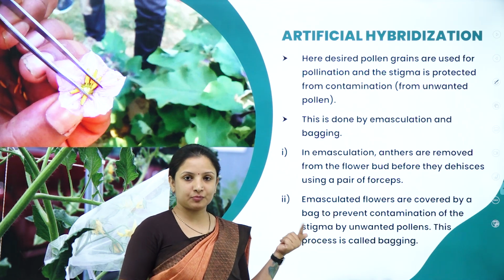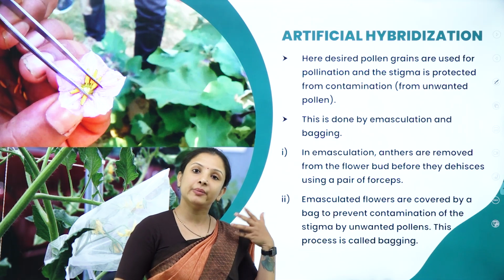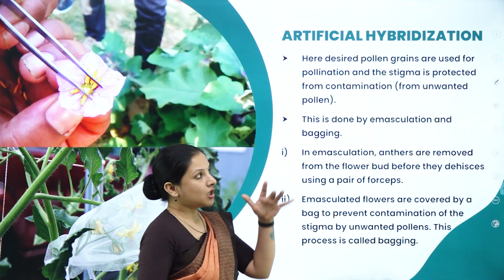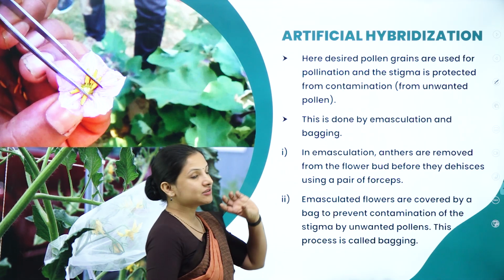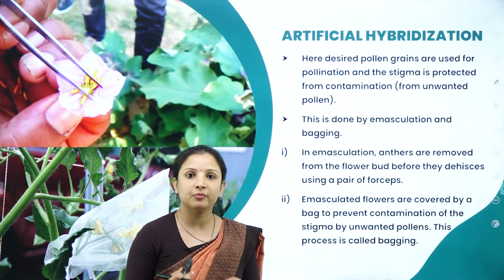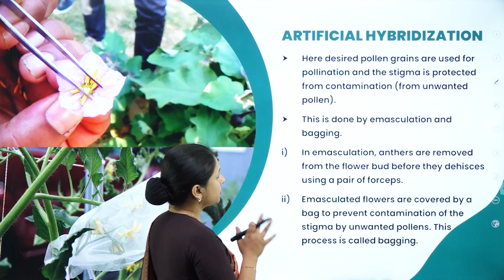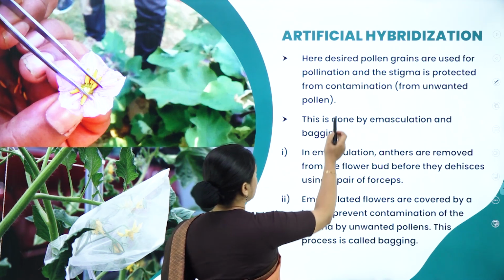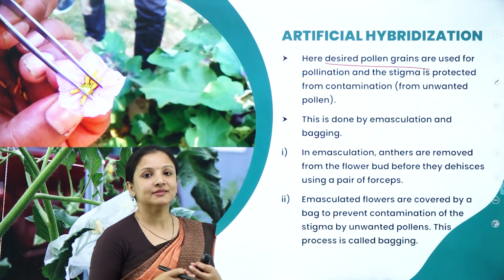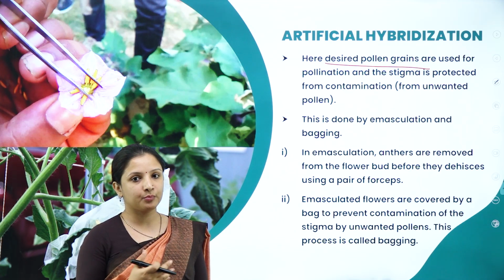What we talked about in the previous slides were the outbreeding devices that were developed by the plant itself to prevent self-pollination and promote cross-pollination. Now artificial hybridization is man-made, wherein we ourselves promote cross-pollination by preventing self-pollination. How we do that, we will look into. By artificial hybridization, the desired pollen grains are used for pollination and the stigma is protected from contamination, that is, protected from unwanted pollen grains.